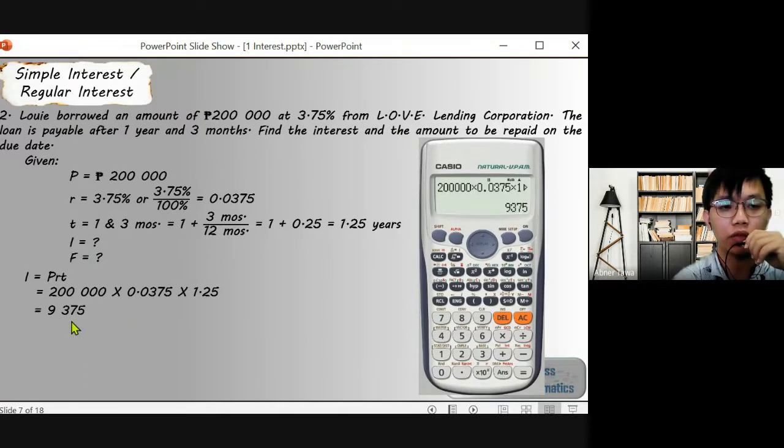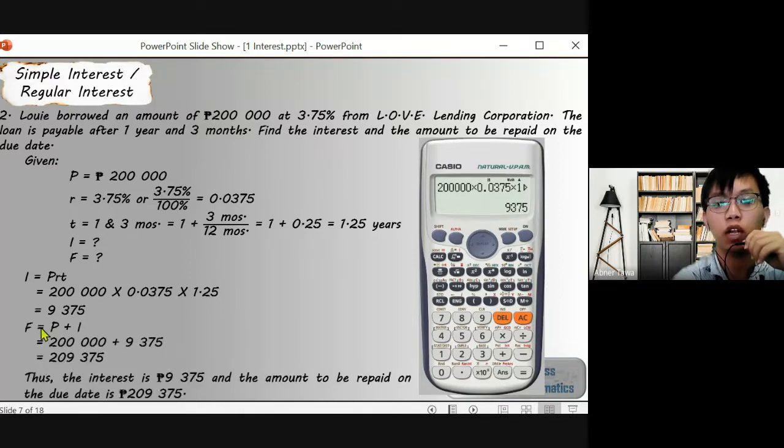And for us to solve the future value, we know that the future value, or the total amount to be paid, is just the sum of the amount borrowed and then the additional payment. So future value will be equals to P plus I. So just add those two values. So what is the value for P?